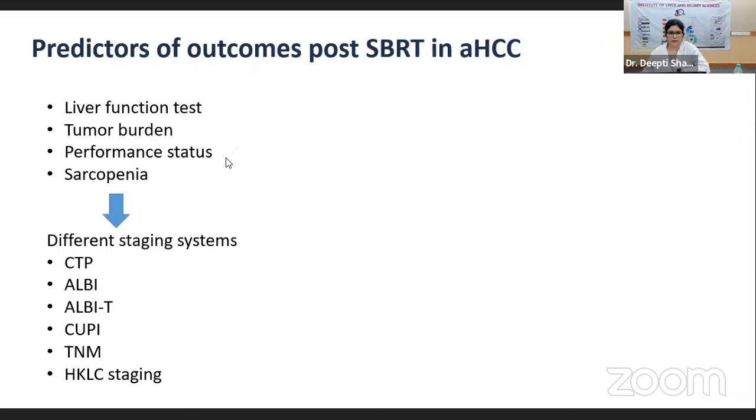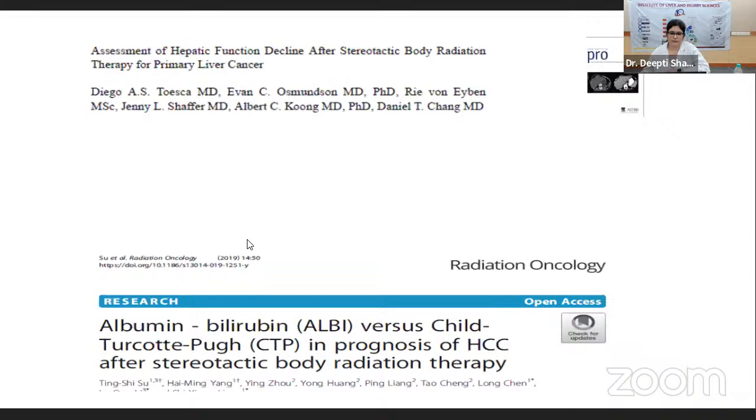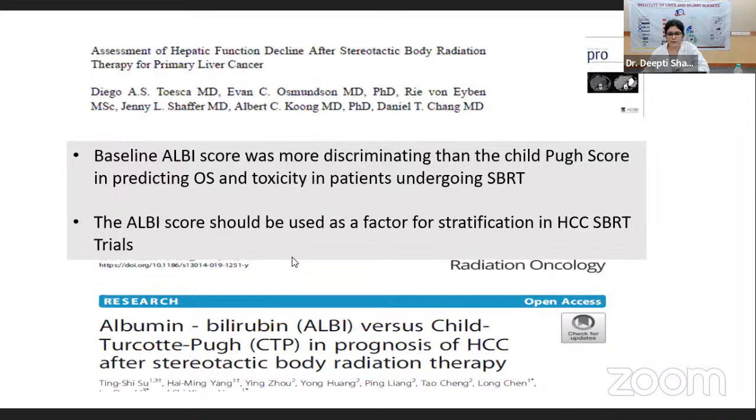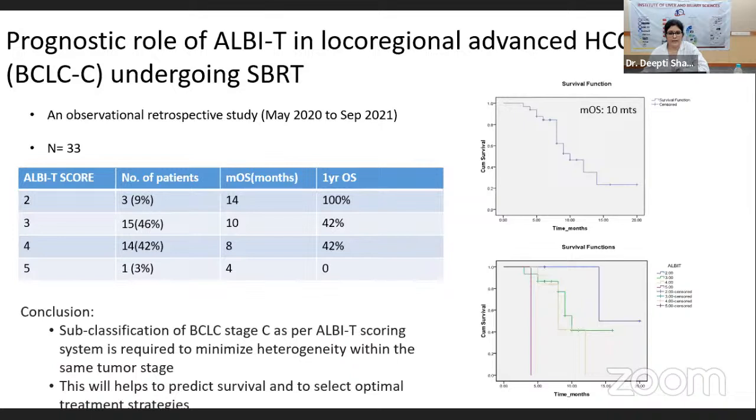and sarcopenia. Different staging systems have been used, like CTP, ALBI, ALBT, TNM, and the Hong Kong staging system, which incorporate either of the factors like liver function test or the tumor burden. Here are the studies where ALBI has been compared with the Child-Pugh scoring, and both studies have shown that a baseline ALBI score was more discriminating than the Child-Pugh score in predicting the overall survival and toxicity in patients undergoing SBRT. Further, the ALBI consists of mainly albumin and bilirubin, that is the liver function test.